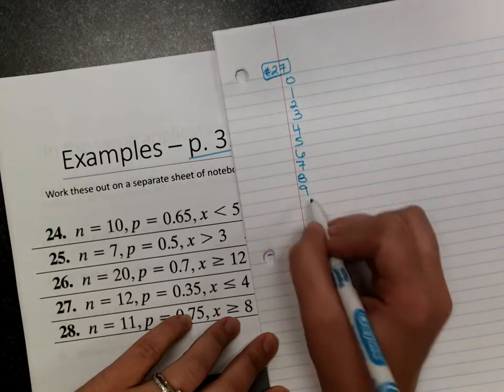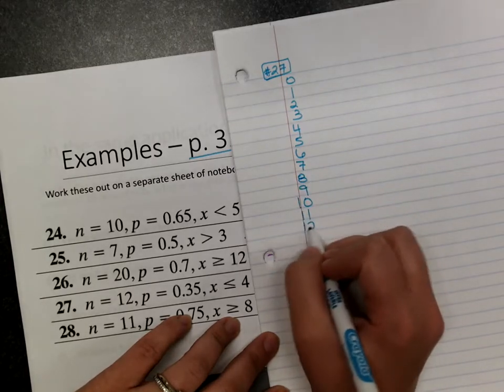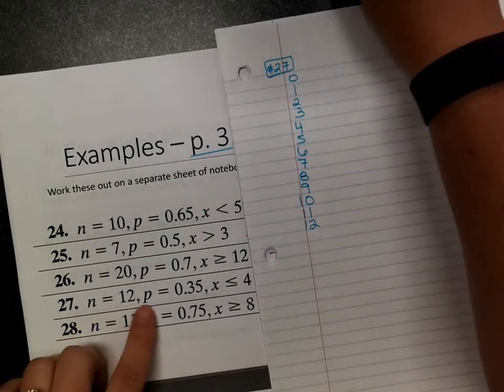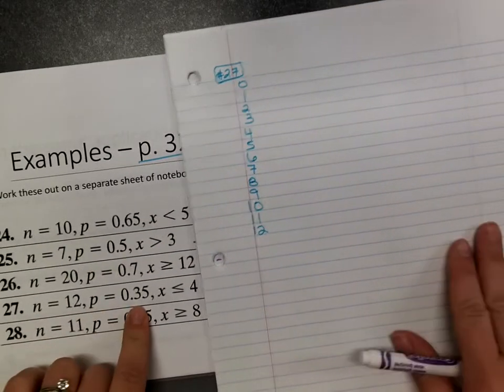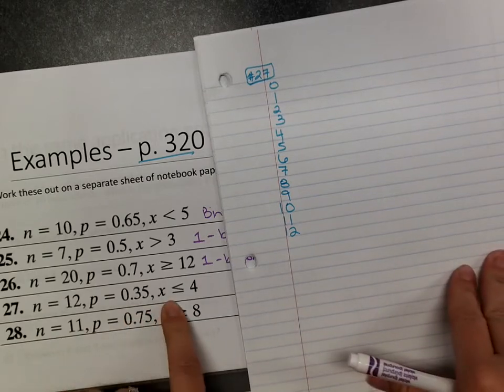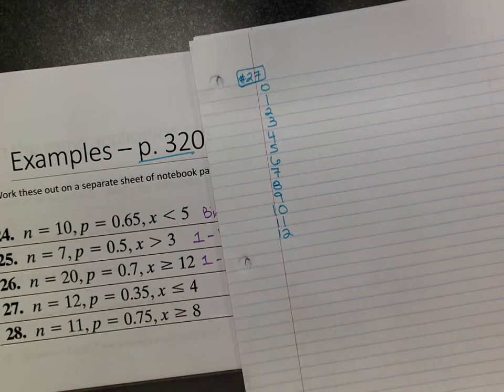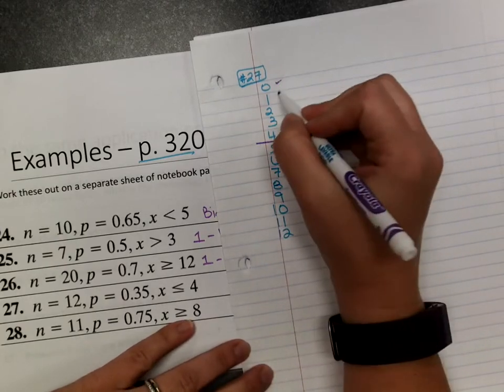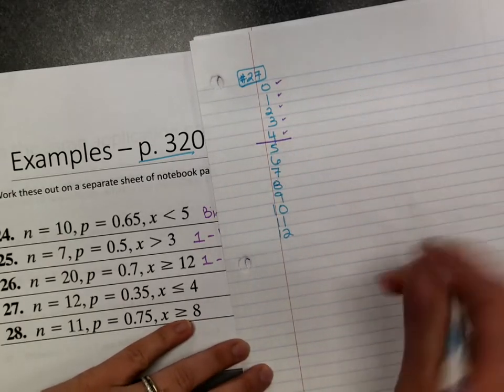And you will have scratch paper for your test, so that you can have plenty of space to write these out. So 0 through 12, the probability of success is 0.35, which right now is not that important. We're looking here, x is less than or equal to 4. So there's my line. I want 0, 1, 2, 3, or 4.